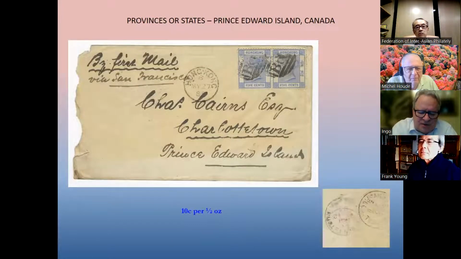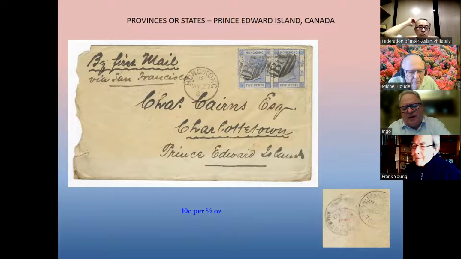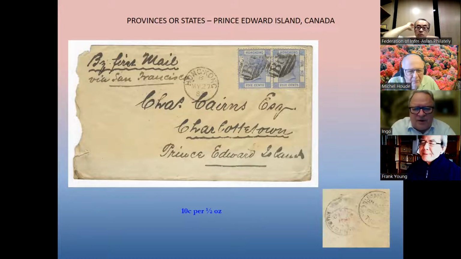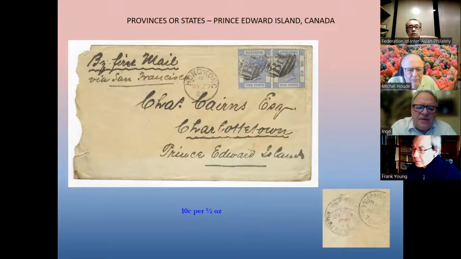Another one, this is a much scarcer one. Prince Edward Island is another one of those Canadian provinces that issued its own stamps in the Victorian era. It's a much smaller colony and smaller population, so getting mail to a place like Prince Edward Island is very, very exotic. This is earlier. This is 1885, and it's the 10 cent per half ounce rate before they lowered the rates as they did for that Nova Scotia cover in the 1890s.